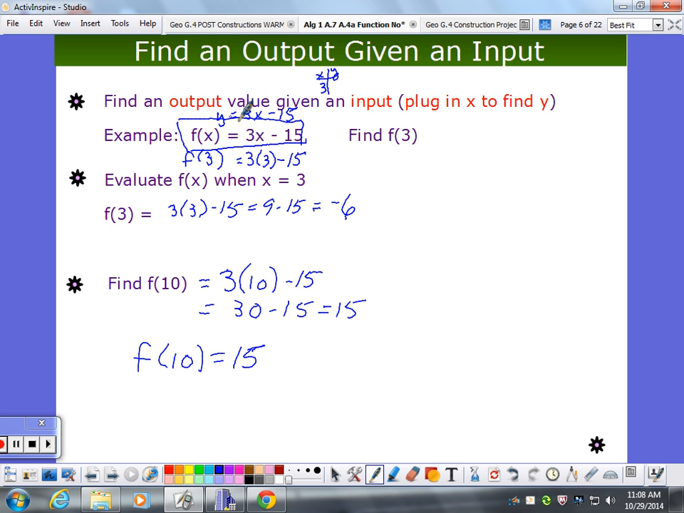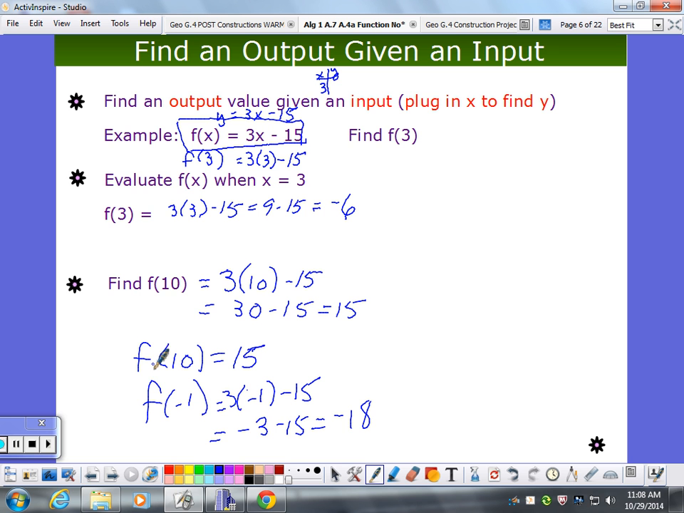Here, this is my function rule. They're giving me what f of x, what the equation is, and then f of 3, plug in a 3. F of 10, plug in a 10. What's f of negative 1? So 3 times negative 1 minus 15. Negative 3 minus 15, negative 18. Question?